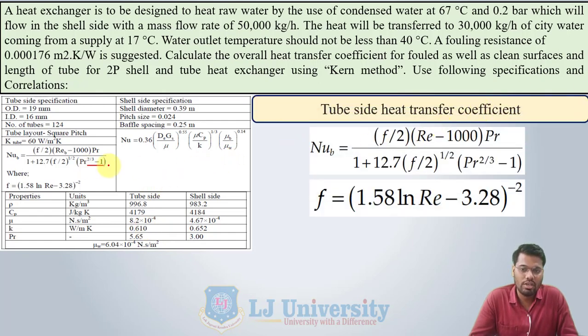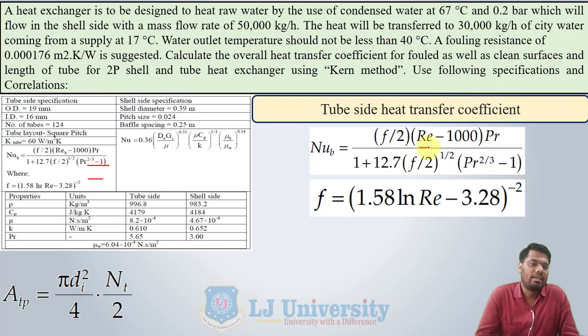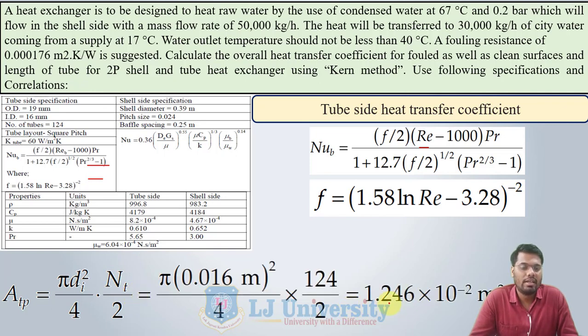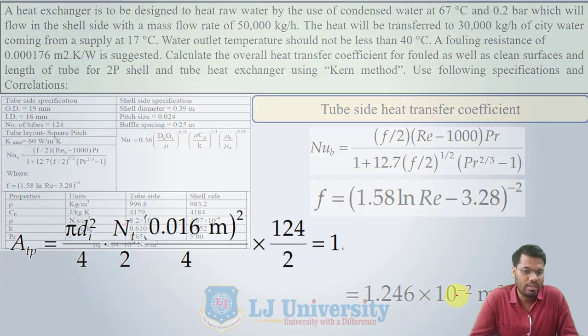For that we have these two relations which are mentioned in the data. In this relation there is a Reynolds number. So first we need to find out the value of Reynolds number at the tube side. For that we need velocity, and for that we first need the cross-sectional area available for the fluid to flow in the tube, which is pi by 4 d square into NT by 2 for the 2 passes. So we will get the area, which is 1.2 into 10 raised to minus 2 meter square.